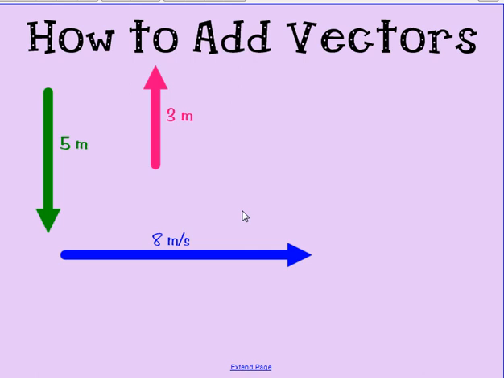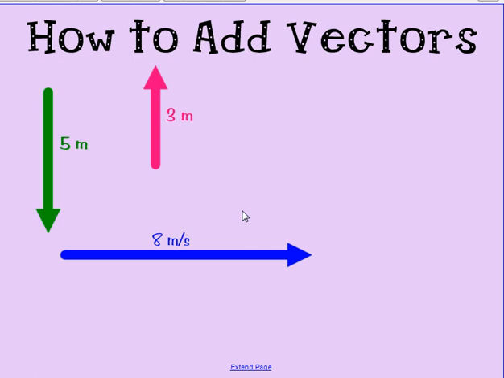For starters, you'll see that I have three vectors up on my screen here. Could I add the pink and blue vectors together? If you answered no, you're correct. To add any vectors together, they must have the same units.